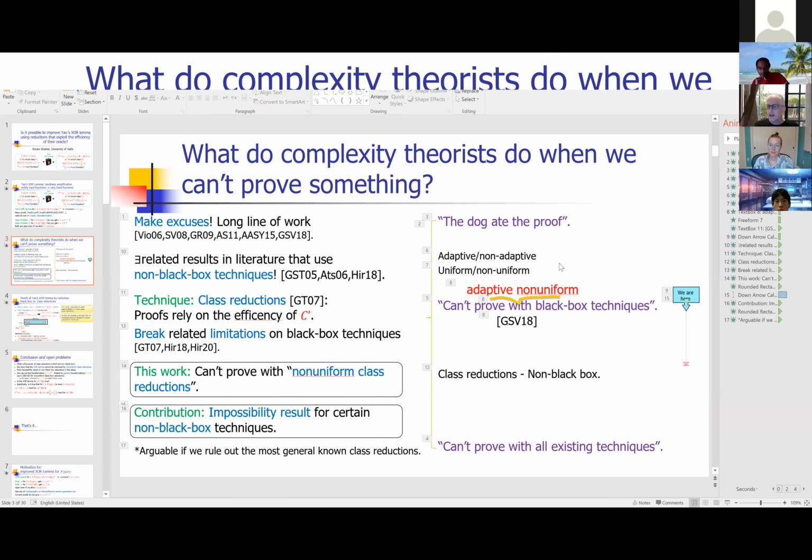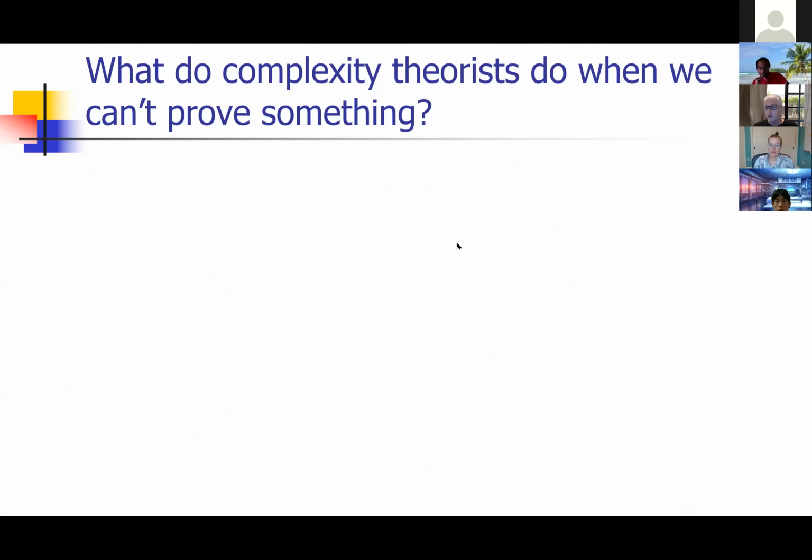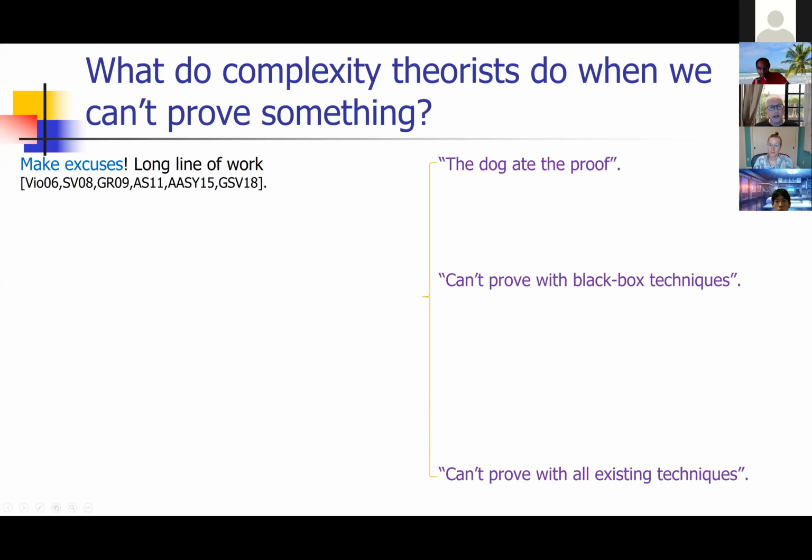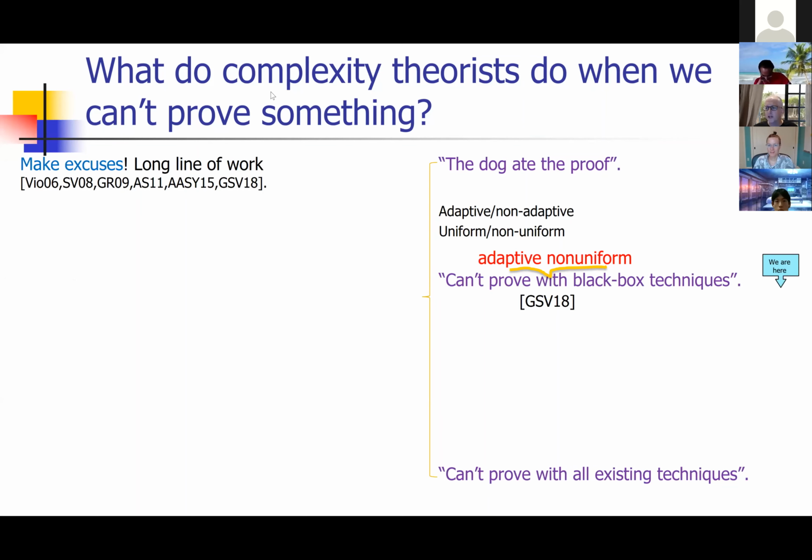And today, in joint work with Greenberg and Viola two years ago, we proved that even if you take the most general black box techniques that we can imagine, adaptive, non-uniform black box techniques, you still can't use these techniques to solve the two open problems about Yao's XOR lemma. So today we are here.